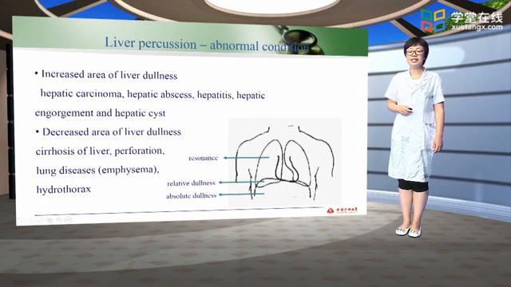If the liver dullness area is increased, there might be hepatic carcinoma, hepatic abscess, hepatitis, hepatic engorgement, or hepatic cyst. While if the liver dullness area is decreased, there might be liver cirrhosis, perforation, or some lung diseases.